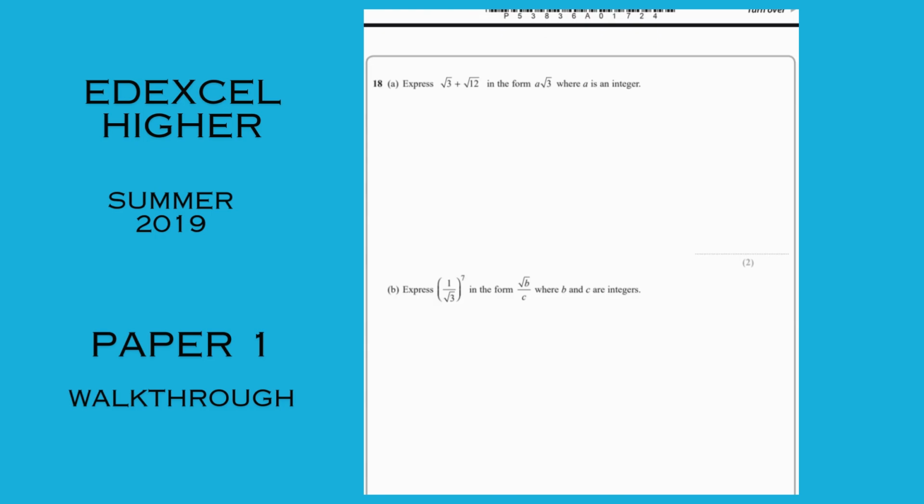Question 18 kicks off with a surd. I'm sure you'll have simplified before if you've been revising. It's root 12. The highest square number that goes into root 12 is 4, so it simplifies to 2 root 3. And you've got to add it to 1 root 3. You get 3 root 3.